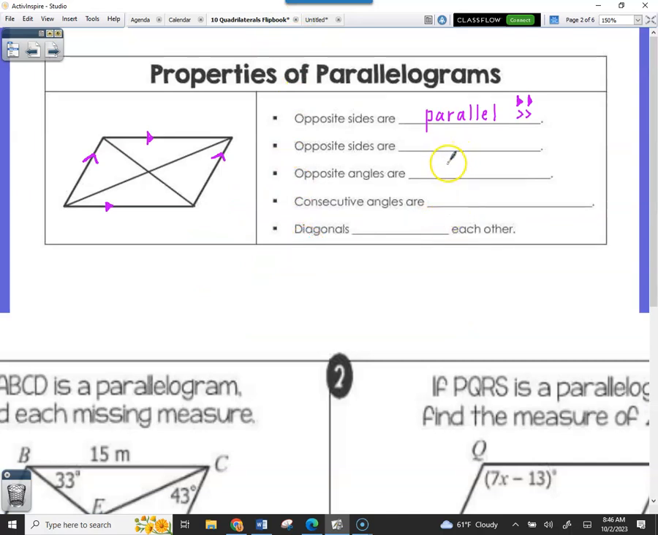Okay, the next two are straightforward. Opposite sides are congruent, meaning equal. So this side here, I'm going to do 2 tick marks, is congruent to this side here. This side here is congruent to this side here.